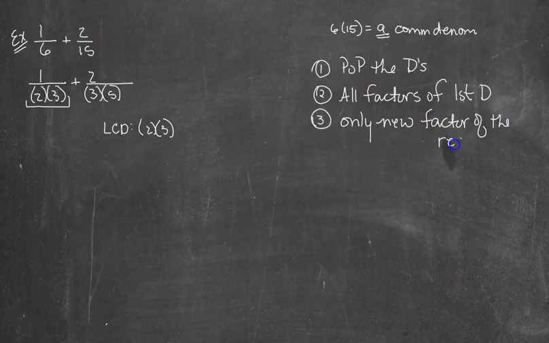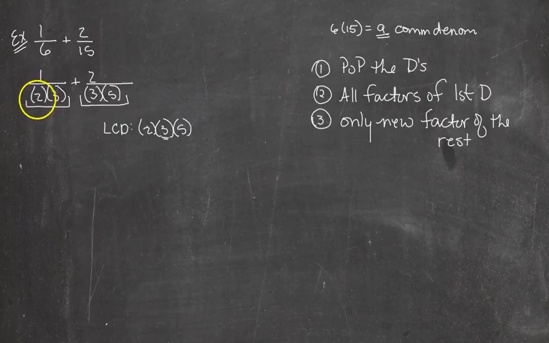I'm going to say the rest because you don't always have a problem with only 2 fractions in it. Notice when I move to the second denominator, to make this denominator, 3 times 5, I need a 3. But in my pool of denominator factors, I already have a 3. So I'm not going to write that 3 down again, because I don't need another one. But I need a 5.